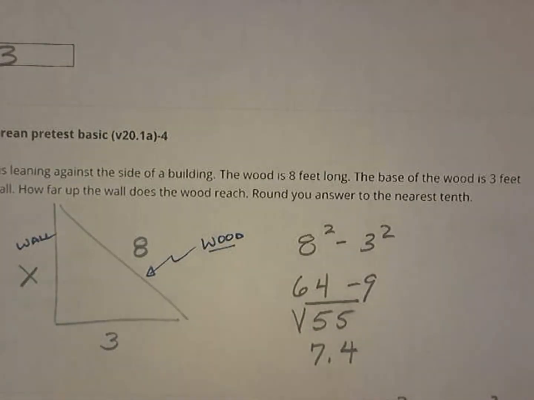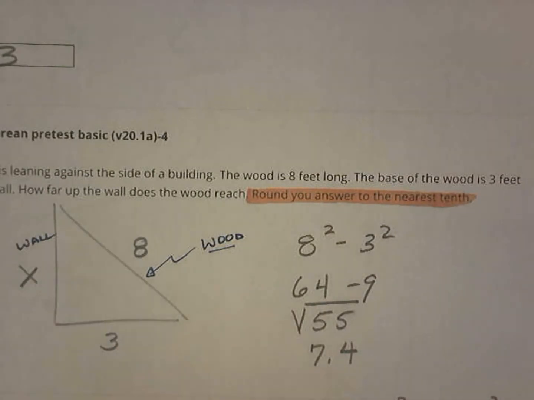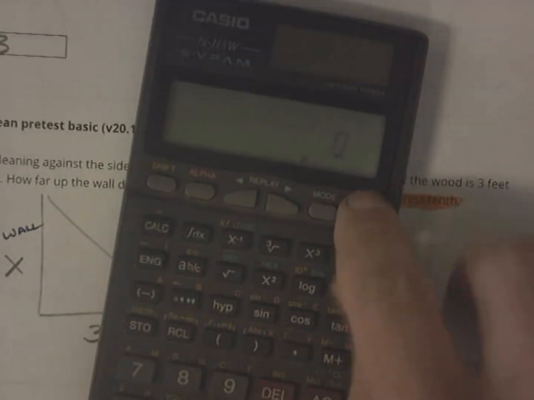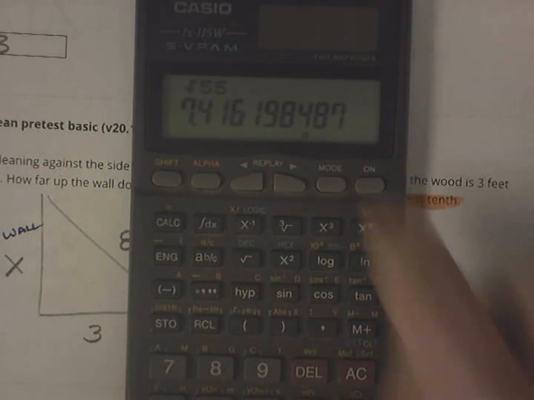Notice that it talks about rounding. See, square root of 55. So 7.4, yep, the rounding's good.